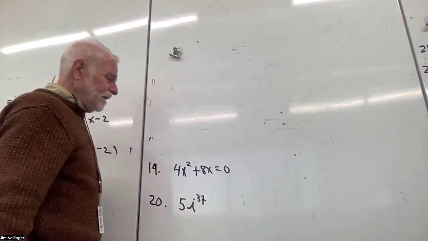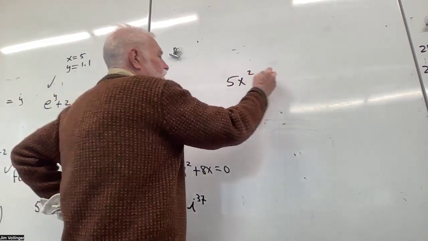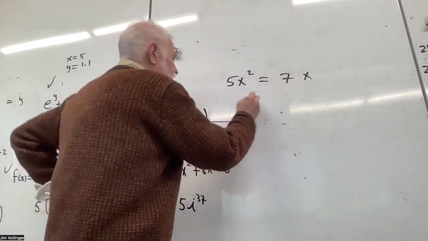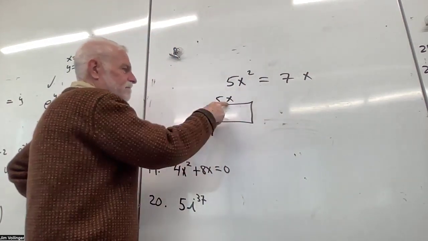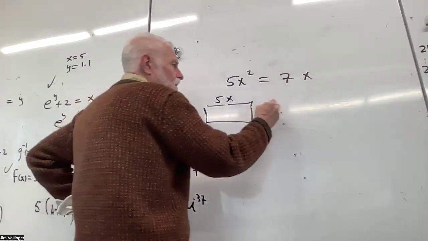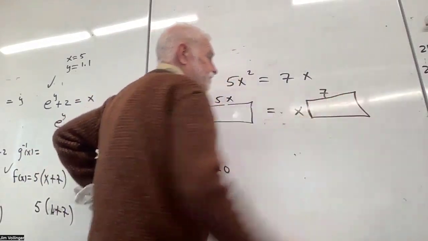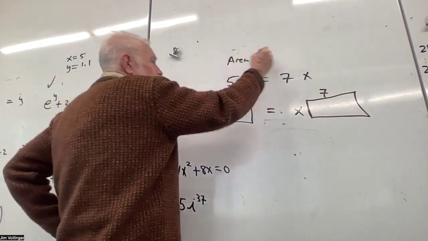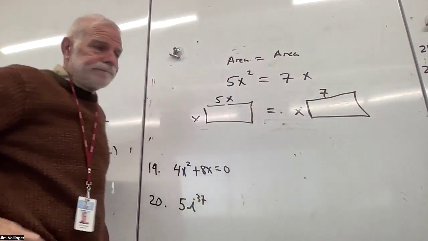This problem's driving me nuts. So let's look at 5x squared equals 7x, and let's look at it geometrically. Let's look at x and 5x, 5 times that length. And over here I have x times 7. If this measures area, well, it's got equal area. So I think I can draw it that way.